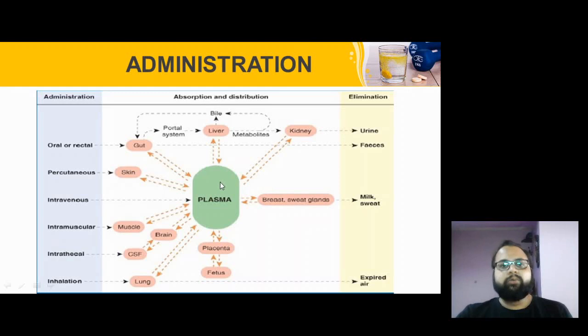After it gets into your plasma, the final point is that whatever drug is left has to be eliminated. It can be eliminated through urine via the kidney, feces through the rectum, milk or sweat through different glands, and through air, that is through your lungs. So this chart in front of you is the administration chart, showing the various modes of administration, where the drug gets absorbed, and what the various eliminations are.